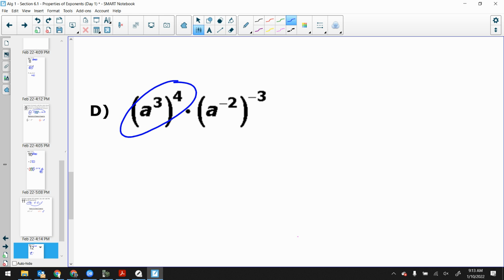What is a to the 3rd to the 4th? A to the 12th. What is a to the negative 2nd to the negative 3rd? A to the positive 6th. So you might have tried to put something in the denominator there. Would I have needed to do that? No. A to the 18th.